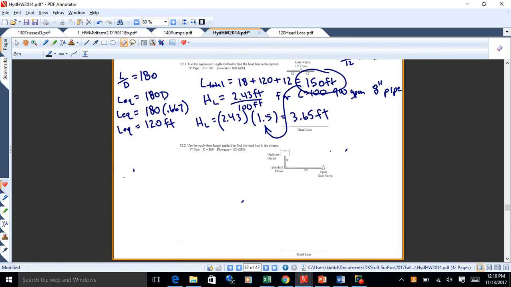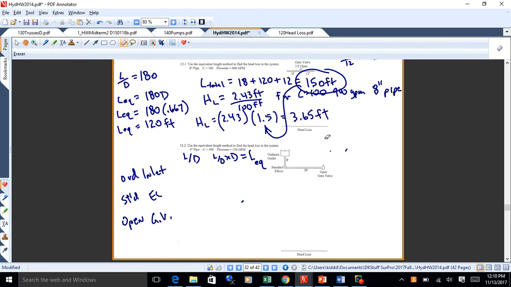So we're going to have an ordinary inlet, and then we've got a standard elbow. This is 12.2, and then we got an open gate valve. Okay, so what you want to do is find L over D, then take L over D times the diameter. Remember to get that in feet and get the equivalent length, and then find the head loss.